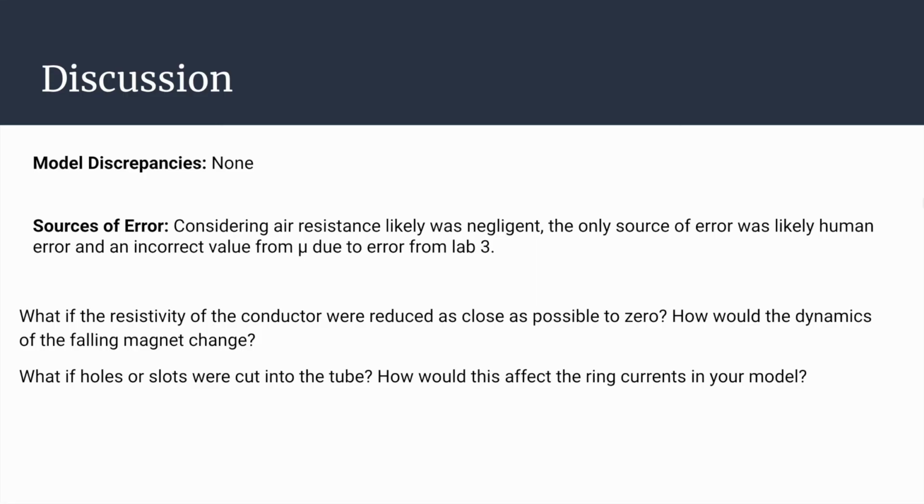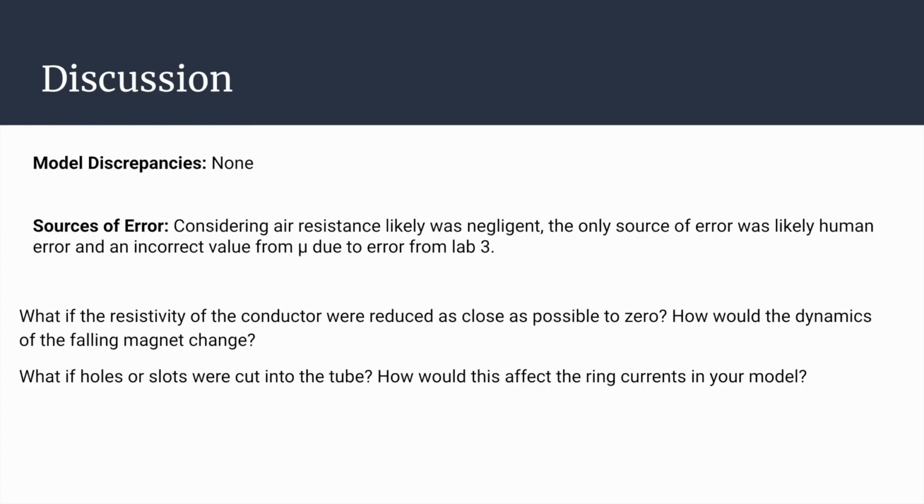What if the resistivity of the conductor were reduced as close as possible to 0? How would the dynamics of the falling magnet change? If this were the case, due to Ohm's law, the induced current in the aluminum tube would be much greater, thus creating a much greater magnetic force on the magnet and possibly counteracting the gravitational force altogether and preventing the magnet from falling.